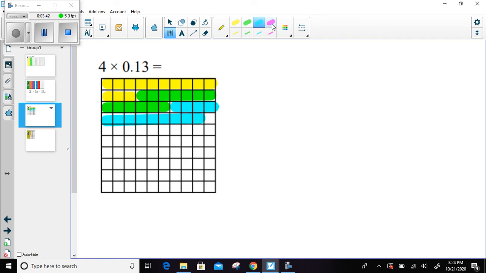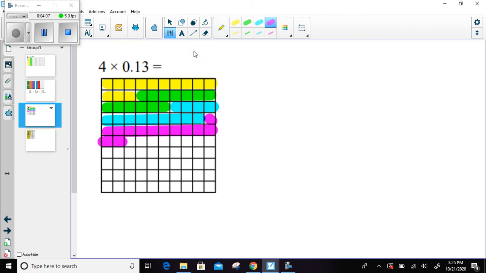I need 4 groups of 13 though. I've got 3. I've got to do one more. 1, 2, 3, 4, 5, 6, 7, 8, 9, 10, 11, 12, 13. Okay, so we are at 4. We've got 4 times 13 hundredths. So we need to figure out the product for this.